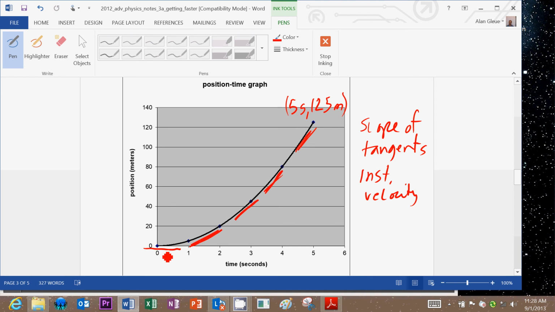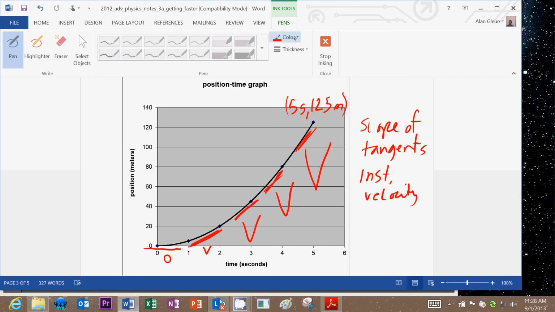At this 0, our slope is a horizontal line, so our slope is 0. The speed of the car is 0 right at the beginning, right? It wasn't moving. Then our velocity grows. I'm just going to show this symbolically with these V's. These V's grow. Look, the inclination of these tangent lines grows.